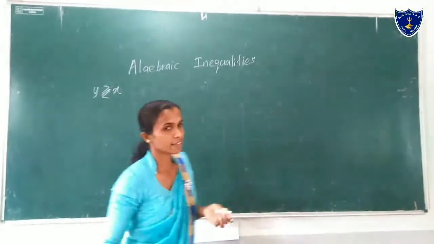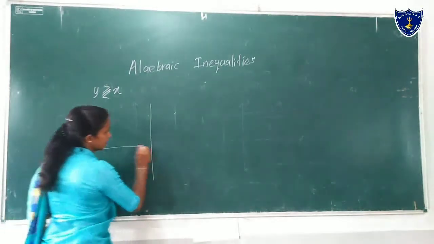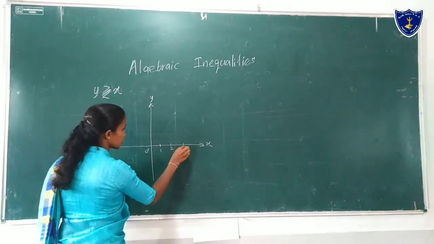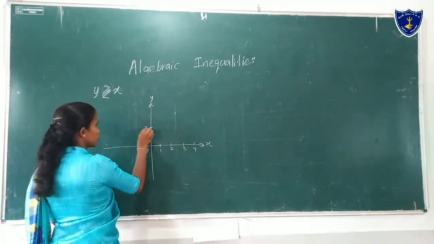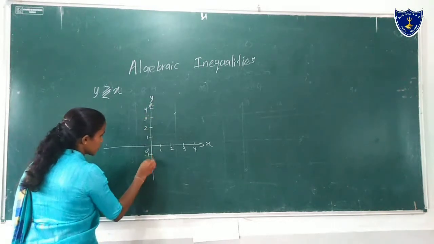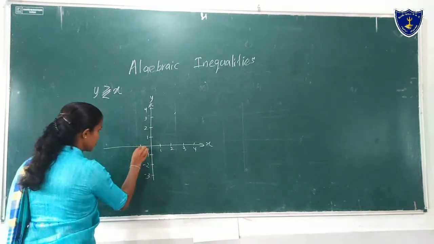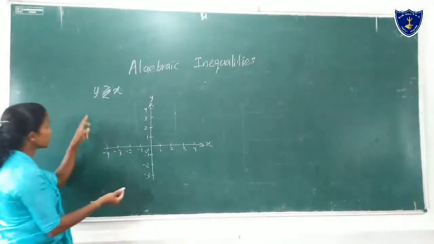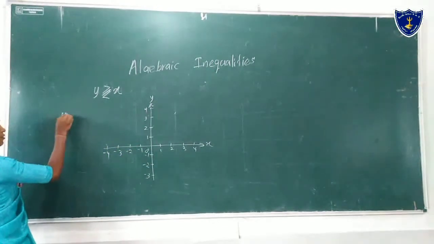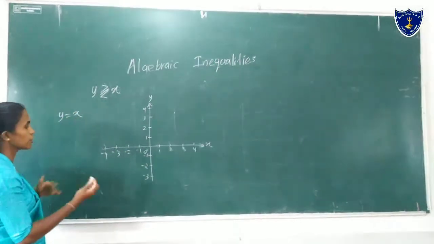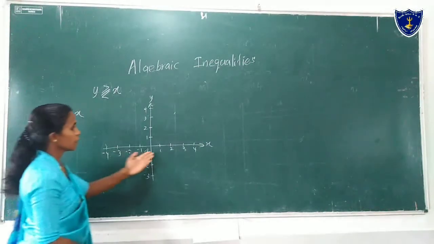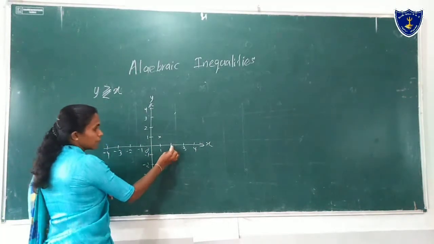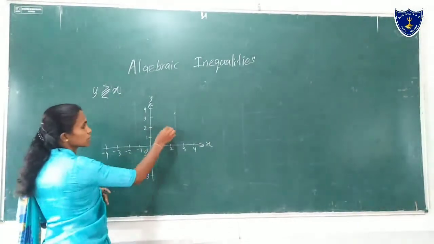What is the line y equals x? Coordinate plane. X, y, 0, 1, 2, 3, 4. 1, 2, 3, 4. Negative 1, negative 2, negative 3, negative 4. Okay, when x equals positive 1, now we are going to draw the line y equals x. But we are going to identify what is the line y equals x. When x equals 1, y also positive 1. This is the point. When x equals positive 2, y also positive 2.